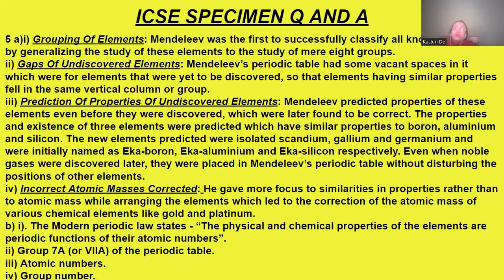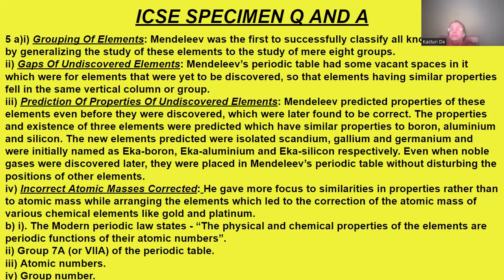The first, grouping of elements: Mendeleev was the first one to successfully classify all the elements by generalizing the study of their elements to the study of 8 groups. He studied 8 groups and by generalizing, he classified the elements. First one to do so. Then gaps for undiscovered elements: Mendeleev's periodic table had some vacant spaces which he kept for those elements which were yet to be discovered. That's why he left gaps for the undiscovered elements.